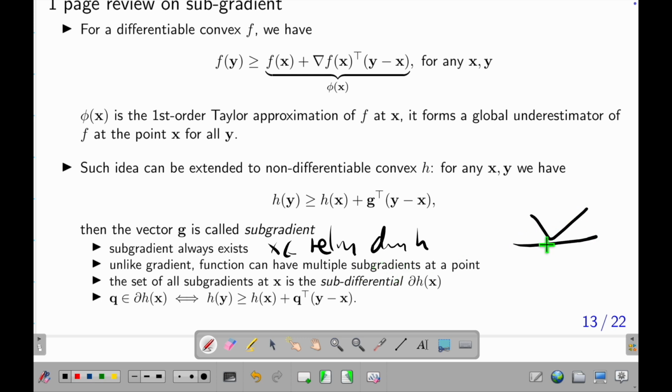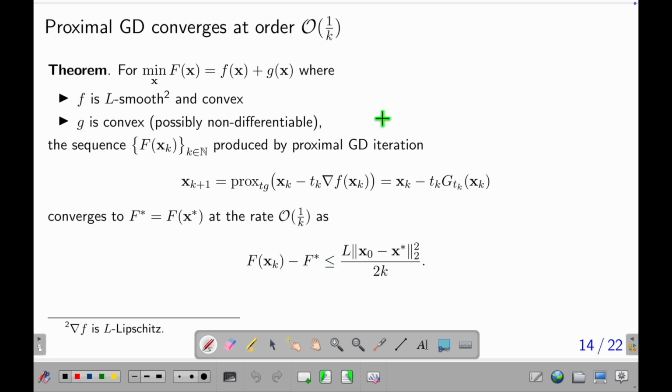Okay, we talked about yesterday, this is a subgradient, this is a subgradient, this is a subgradient, okay? The set of subgradients is called the subdifferential. If q is a subdifferential of h, then you have this inequality. Yeah, that's what we talked about yesterday, right? So now we have to talk about how we prove that if we run this, it converges the same as gradient descent. So we have the classical setup, so let's do it.